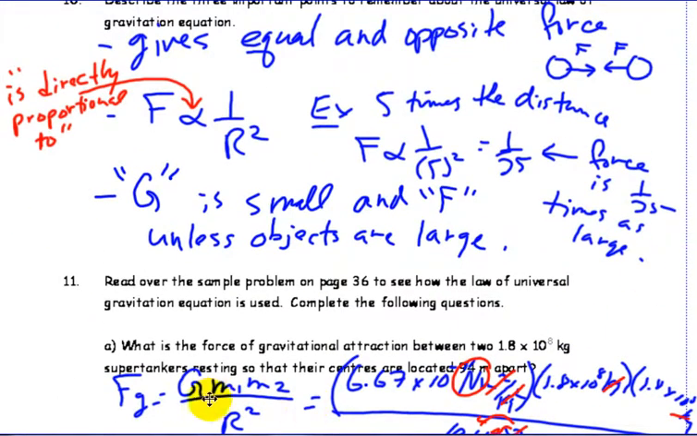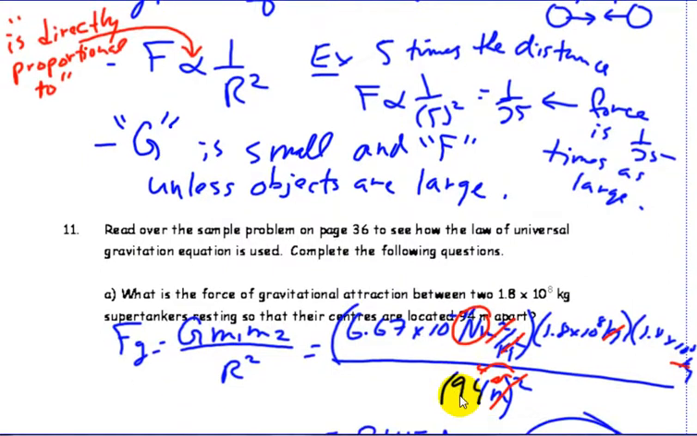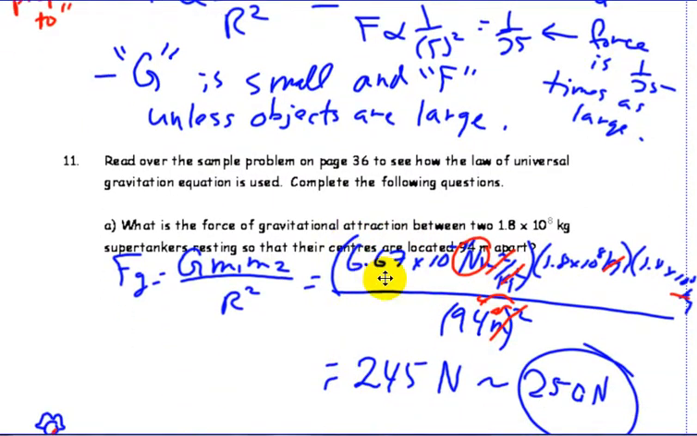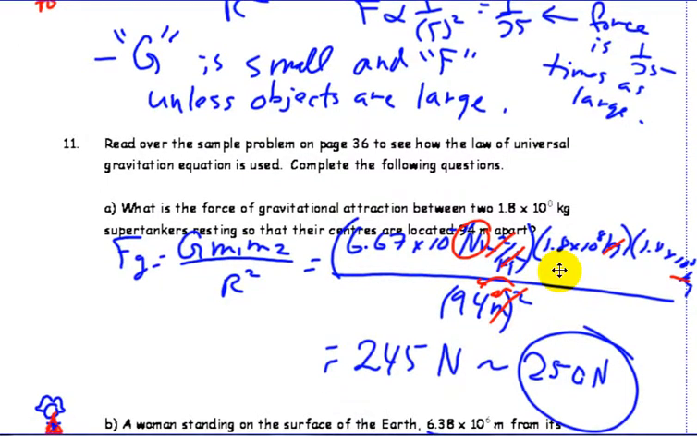If we look at this, what is the force of gravitational attraction between two 1.8 times 10 to the 8 kilogram super tankers? There's two of them, same mass, and their centers are 94 meters apart. So if we take a look at how we set that up, we have our gravitational constant, which is 6.67 times 10 to the minus 11 Newton meter squared per kilogram squared. Then our two masses, 1.8 times 10 to the 8 times 1.8 times 10 to the 8, all divided by 94 meters squared. When you work that out, maybe you can try it on your calculator, you should get 245, and to two significant digits, that works out to be 250.